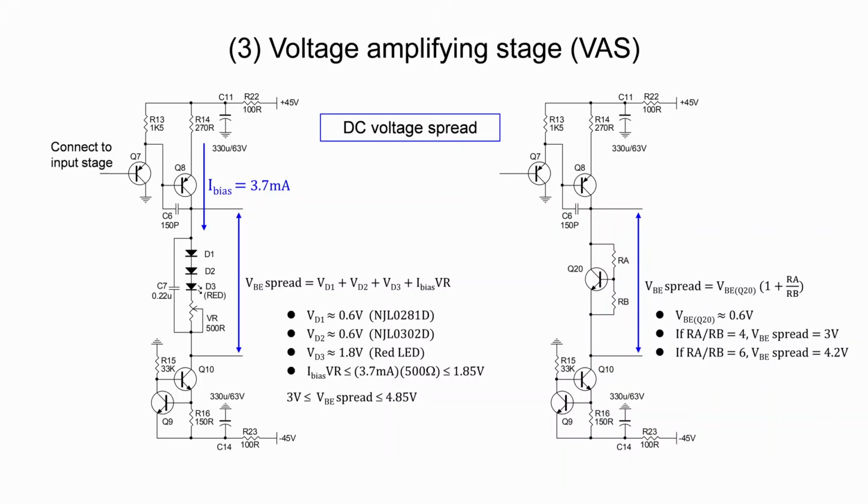A conventional method to set up the DC voltage spread is to use bipolar transistor Q20 in a so-called VBE multiplier configuration. With the use of resistors RA and RB, the expression for the DC voltage spread is given in terms of RA, RB, and VBE of Q20. There are 2 examples of RA to RB ratios, 4 and 6. The DC voltage spread becomes 3 volts and 4.2 volts, respectively.